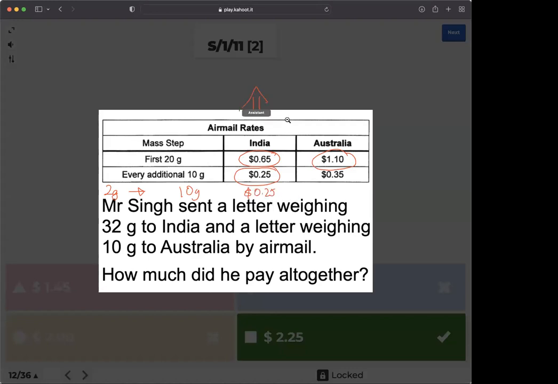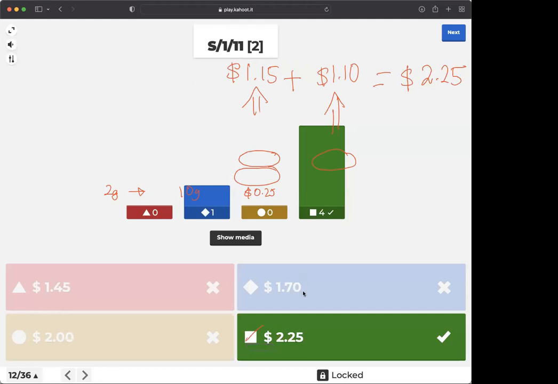So for India, you need to pay how much? $1.15. For Australia, you need to pay $1.10. So you add them up together, how much do you need to pay? You need to pay $2.25, and therefore the answer is green. So one of you chose blue. I have no idea why you chose blue, but the student that chose blue, do you understand now why the answer is 2.25?